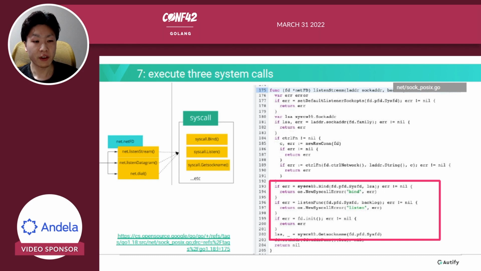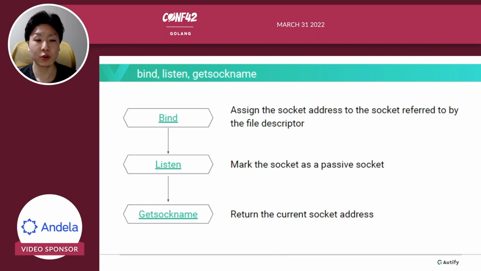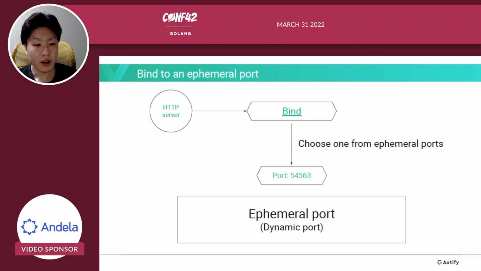The function executes three system calls in order: bind, listen, and getsockname. Bind assigns the socket address specified by the given address to the socket referred to by the file descriptor. Listen marks the socket referred to by the file descriptor as a passive socket. That is, the socket is ready to accept incoming requests using another system call, accept. getsockname returns the current socket address. We got to the answer.